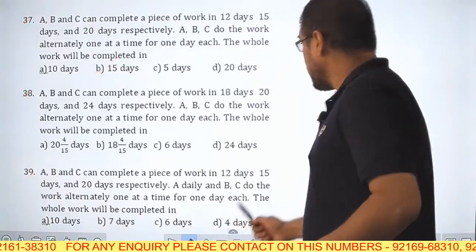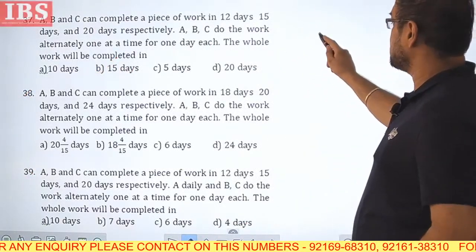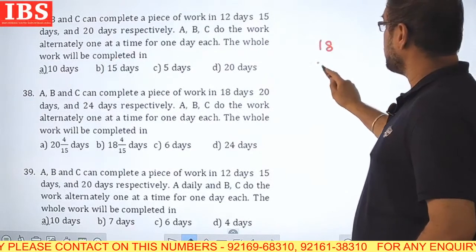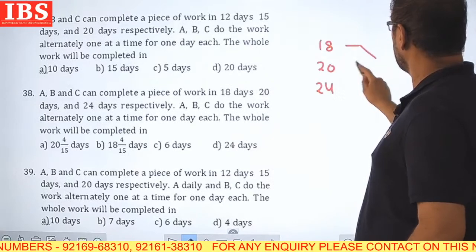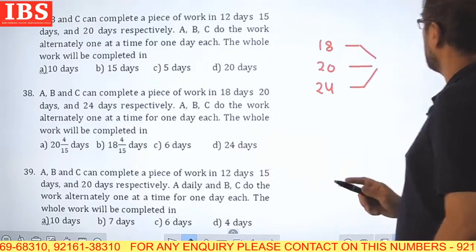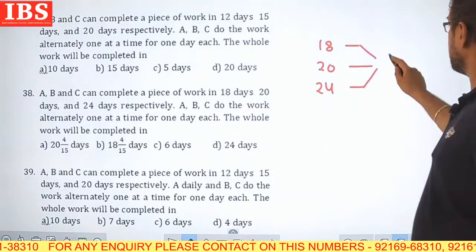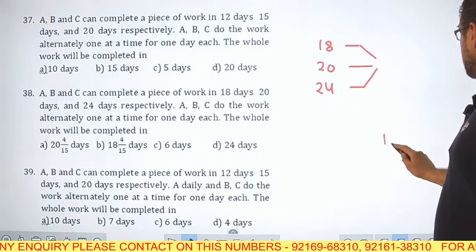I hope it is done by all. 38 says 18, 20 and 24. The LCM will be 360. How to calculate the LCM of 18, 20 and 24?